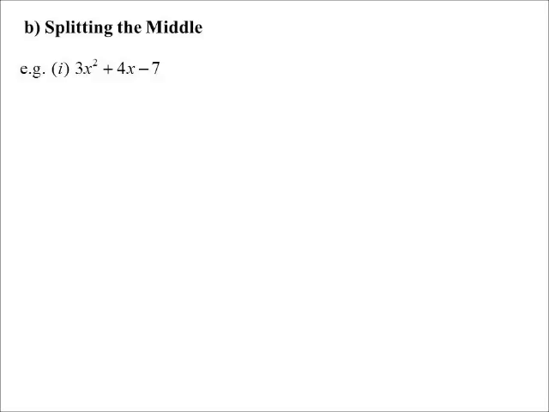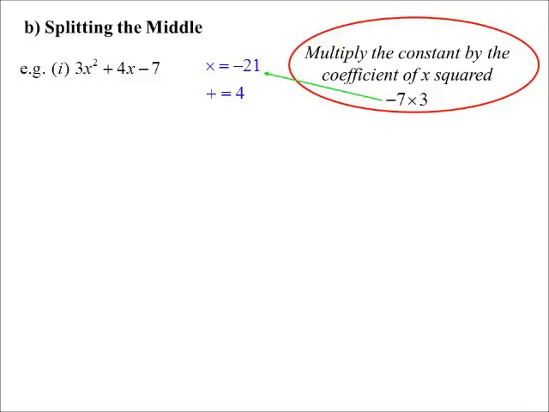So I see something like this. It's not monic. So instead of saying what multiplies together to give negative 7, I'll multiply that constant by whatever the coefficient of x squared is. So it multiplies together to give negative 21. Still adds together to give 4. Okay. Multiplies together to give negative 21. So we're talking about a positive number and a negative number. Add together to give 4. What do we got?